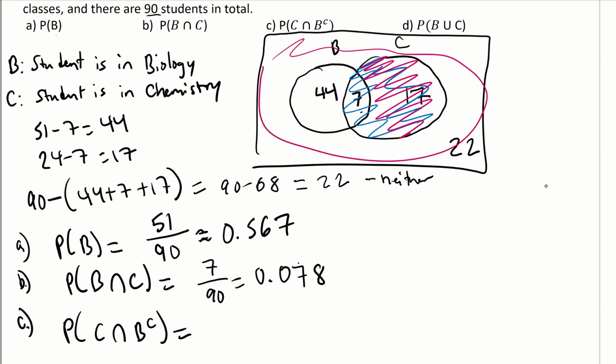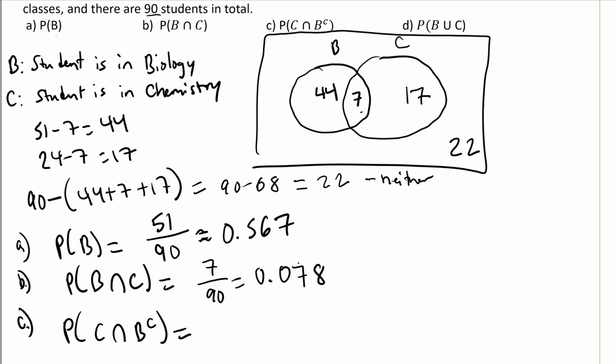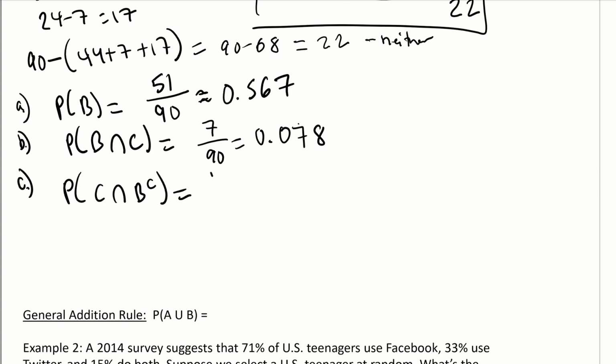But what do they have in common? They have the 7 in common, right? Oh no, not the 7 in common, I'm sorry. They have the 17 in common, right? So they have this part in common. So therefore we're looking at the 17 portion, okay? So in this case, we have 17 over 90.